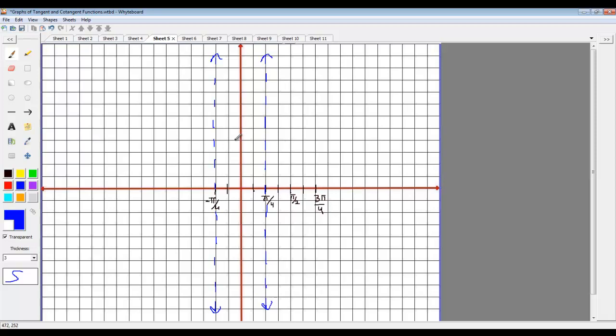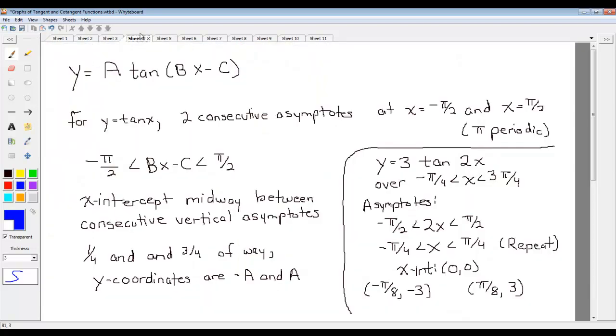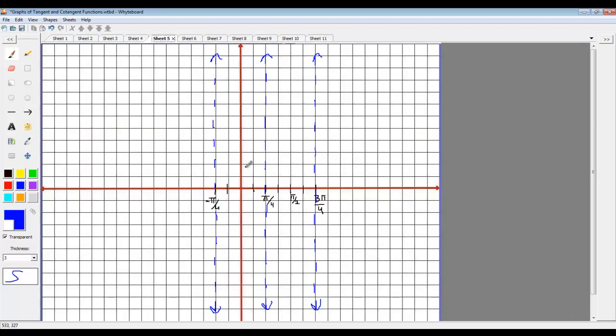Then it's periodic, so if it's from negative pi over 4 to pi over 4, we've got a period of pi there. So then over to 3 pi over 4, we're going to have more vertical asymptotes. Then x-intercept at 0, 0. But then we'll also have an x-intercept here. So notice it's halfway between this one and this one. Halfway between this one and this one, we got this.